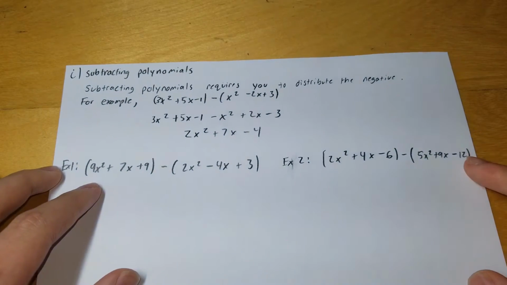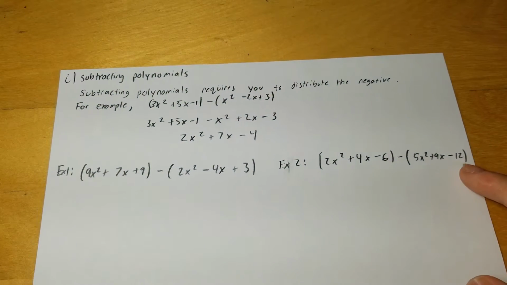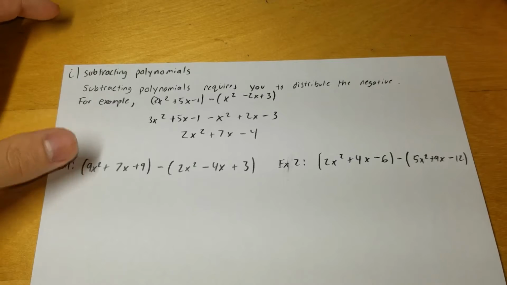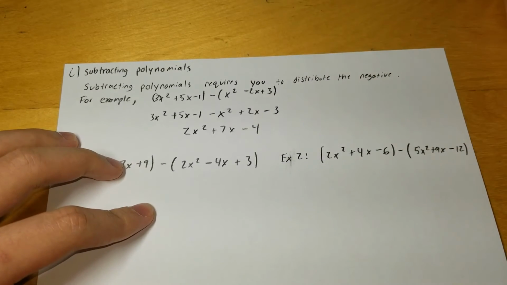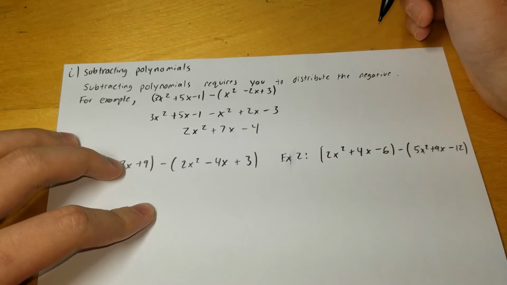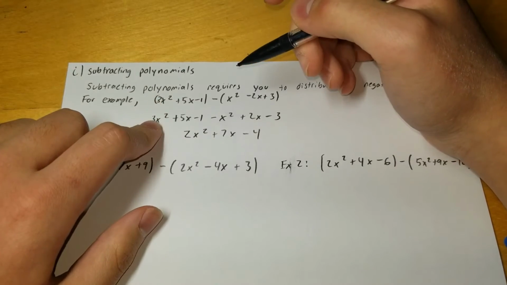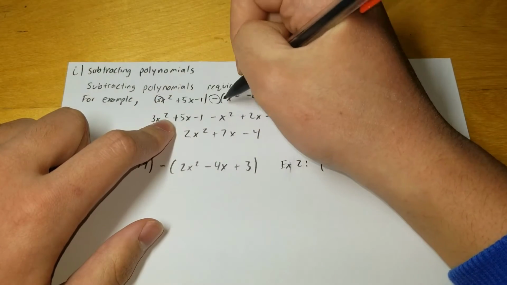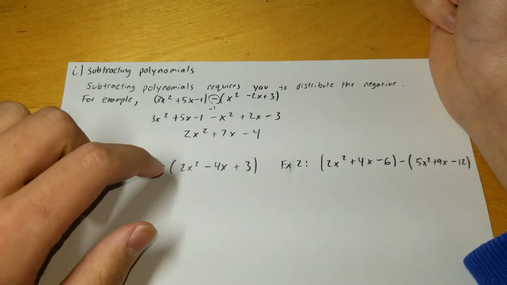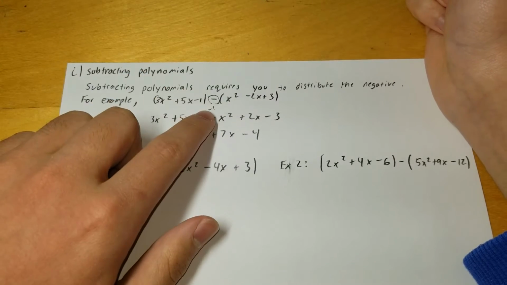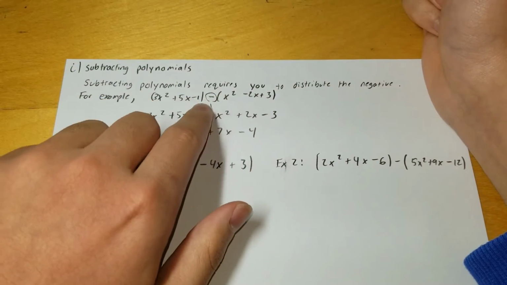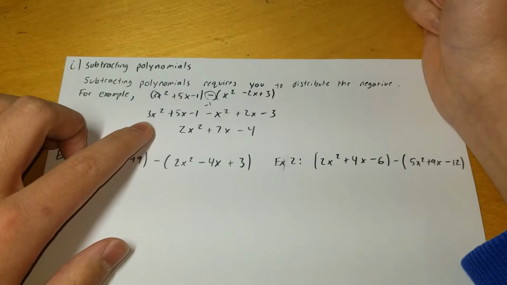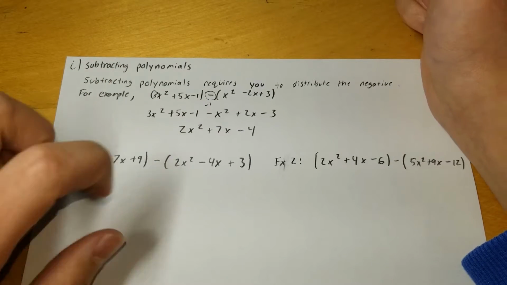We'll be learning how to subtract polynomials. Subtracting polynomials usually requires you to distribute the negative. So you see, for example, right here, this can be considered as -1. So basically what you have to do is multiply or distribute -1 to each of these coefficients in here. So what you get is this, and your final answer would be this.